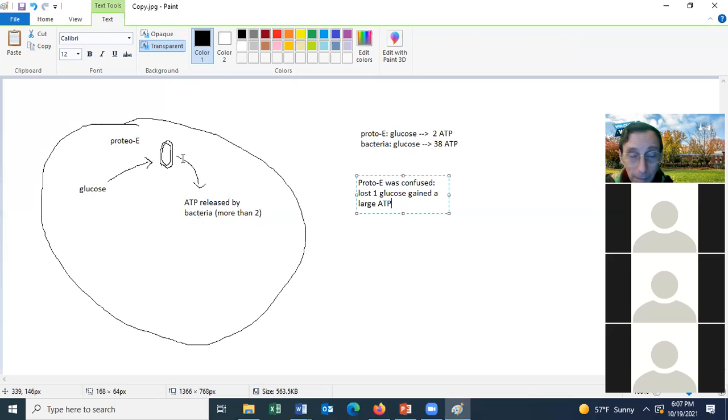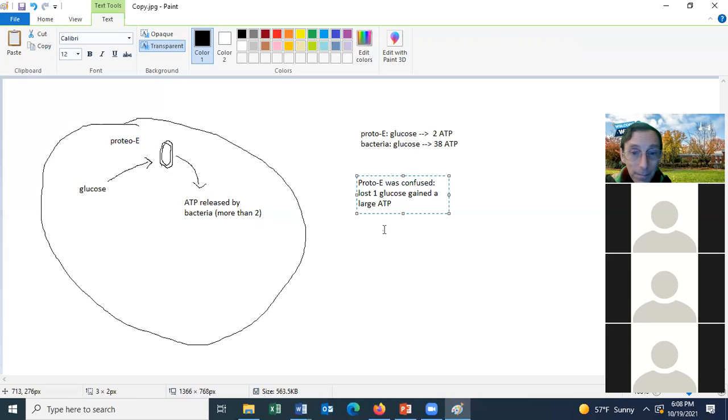Nowadays, the symbiosis, according to the theory, has happened so long, we can't find the bacteria living anymore any place in the world on its own. It only lives inside another cell that we call a eukaryote.